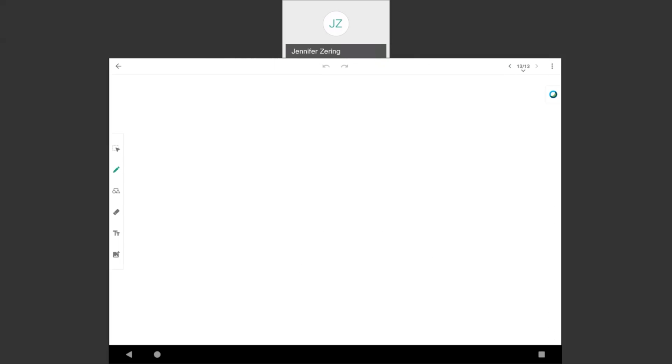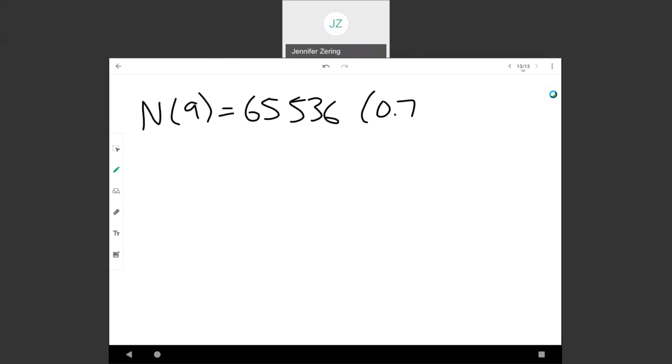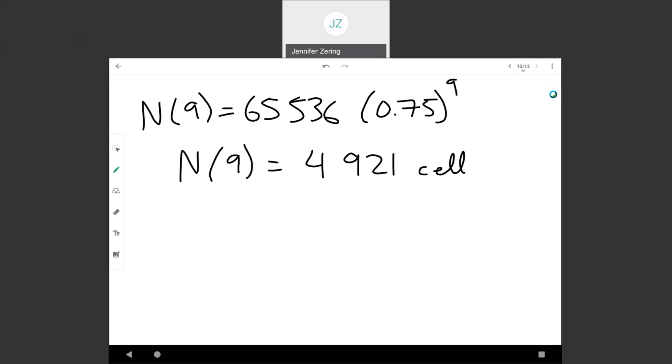So we say n of 9, the number of cells after 9 days, equals 65,536 times 0.75 raised to the 9th power. And we can calculate, and again, I'm going to round to the nearest whole number because of cells. We're not usually talking about having fractions of a cell. So I perform the exponent first, raise 0.75 to the 9th power first, then multiply by this 65,536. And we should see about 4,921 cells. So that fills in that part of our table.